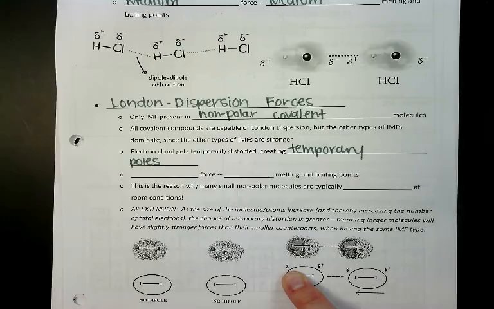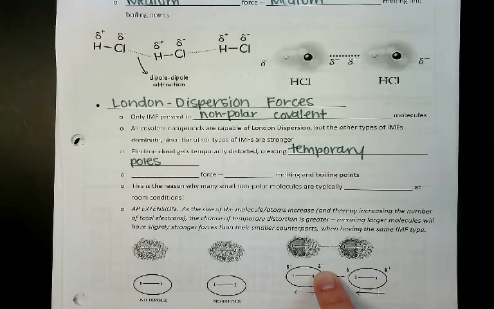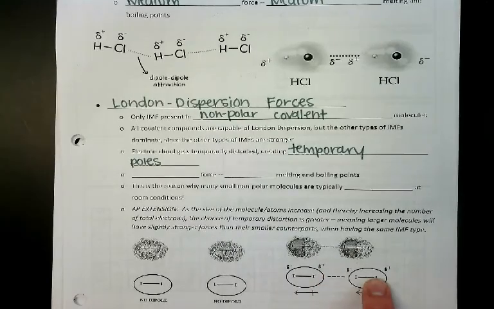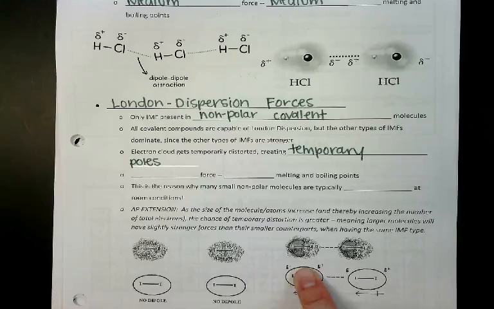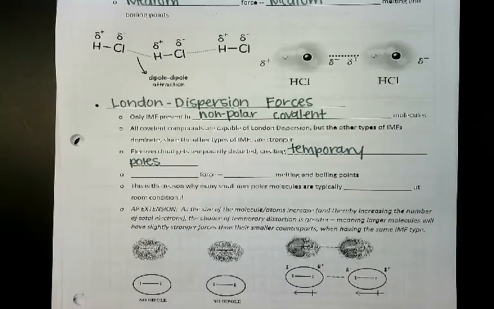Well, this causes a domino effect. If I have a partial positive on one side, that's going to attract the electrons from the molecule next to it towards that side, right? And so it's going to be this domino effect, and that causes the molecules to stick together. Now, this is temporary because the electrons, again, they're moving, right? So they have those temporary dipoles, and they're going to move out of them. They move back into them, they move back out of them. So it's kind of this back and forth of these temporary poles. Now, this is a weak force.